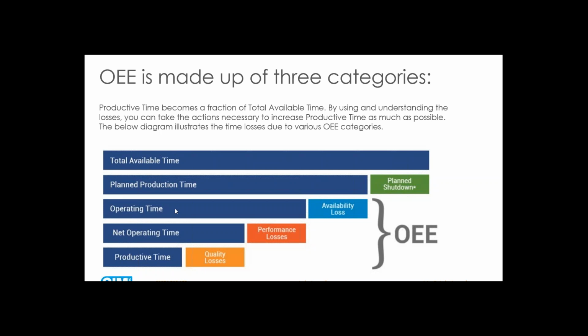That would give you an operating time. And then we would look at the speed losses or any performance losses that might have occurred during that operating time to give us a net operating time. And then we'd take off any of the quality losses, converted into a time metric, to give us this total productive time. So this is essentially the time that we could have produced the same amount of units that we did produce, if everything ran 100% perfectly.